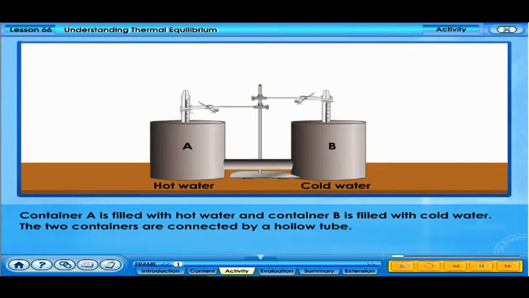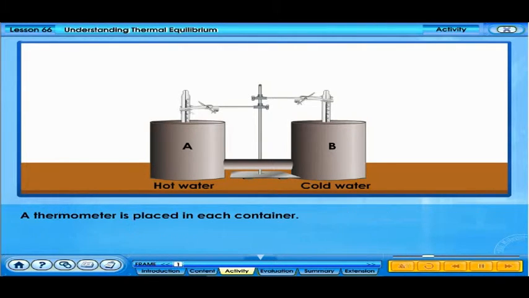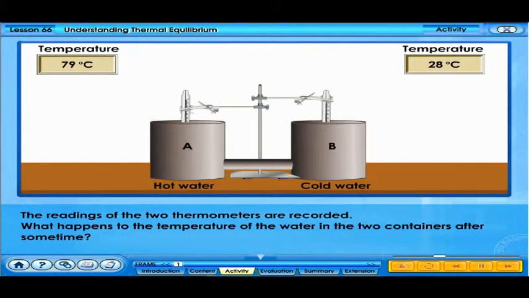Container A is filled with hot water, and container B is filled with cold water. The 2 containers are connected by a hollow tube. A thermometer is placed in each container. The readings of the 2 thermometers are recorded. What happens to the temperature of the water in the 2 containers after some time?